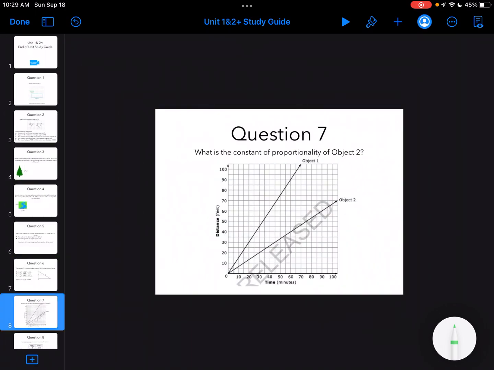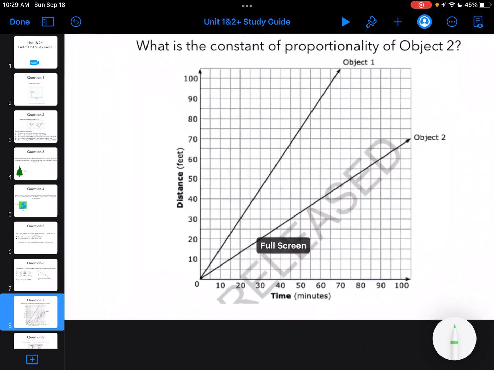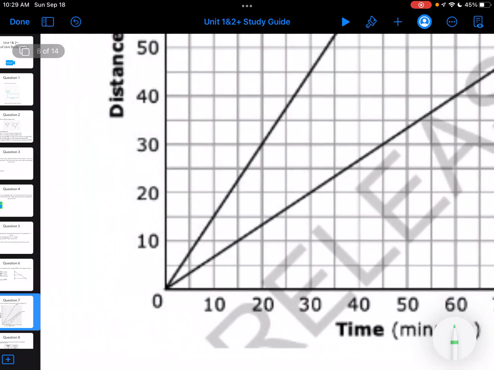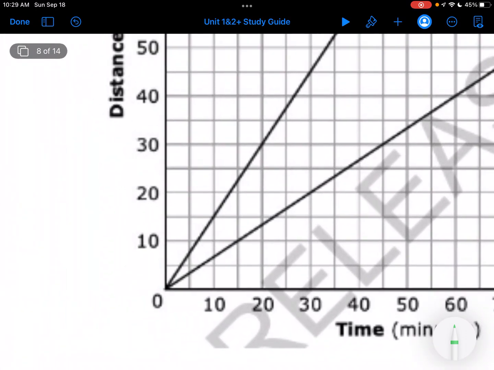All right, the next one says, what is the constant of proportionality for object 2? So I've got 2 lines here, and they want to know object 2. So the constant of proportionality is the amount for 1. So I have to find a spot where this line right here is going through the crosshair. And I find that right there. So the X is going to be 45 and the Y is 30.